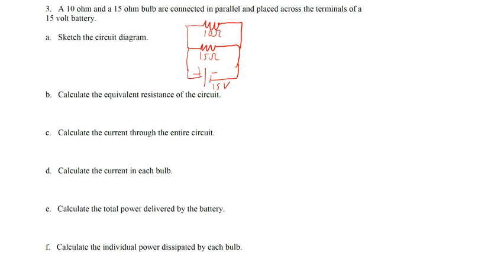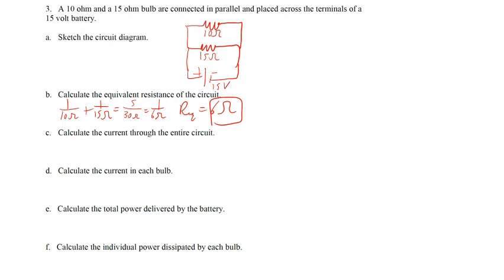Now calculate the equivalent resistance. So we know 1 over 10 plus 1 over 15 is going to be, so that's 3 and 2, so that's 5 over 30, which is 1 over 6. Okay, so let me make sure, 3, 2, okay, good. So then therefore the equivalent resistance is the reciprocal, which is 6 ohms.